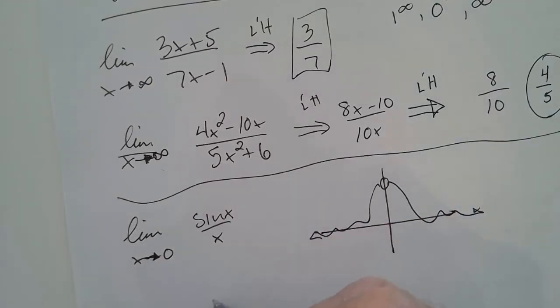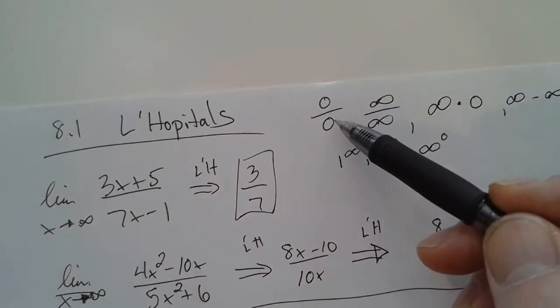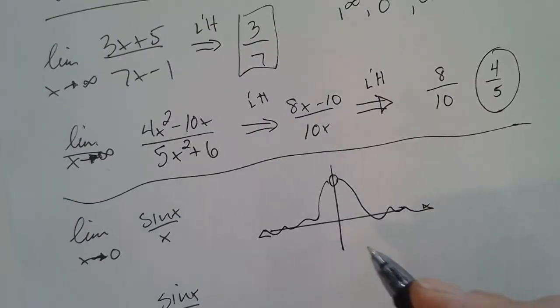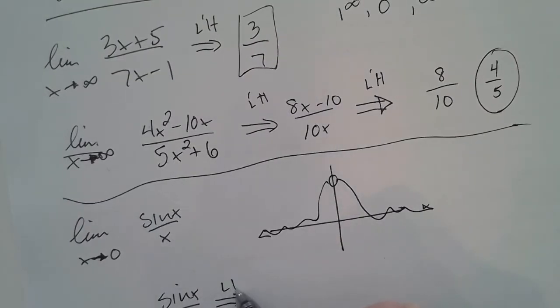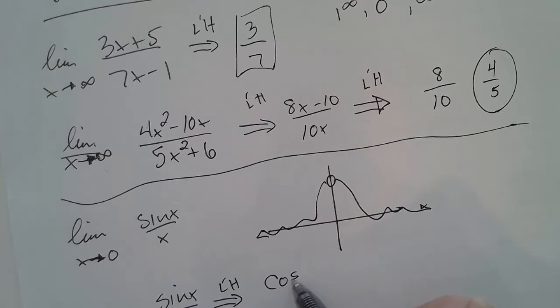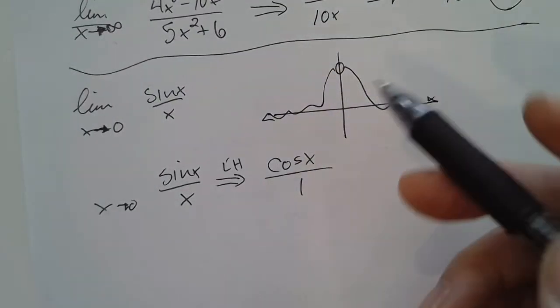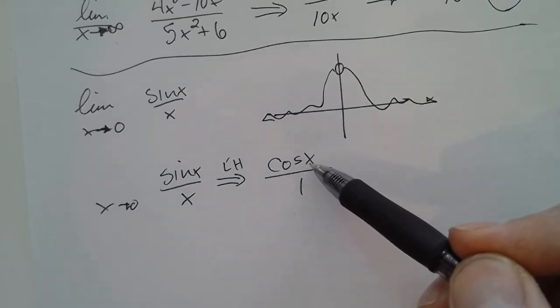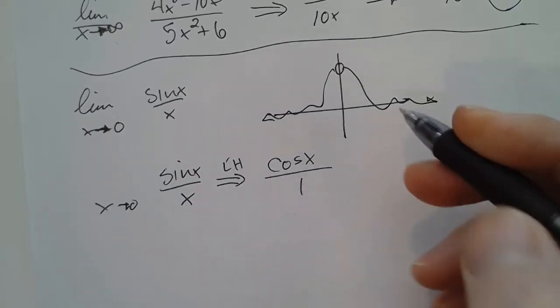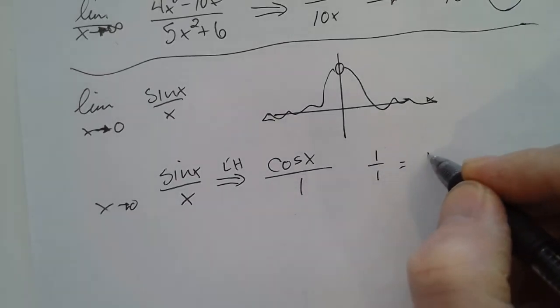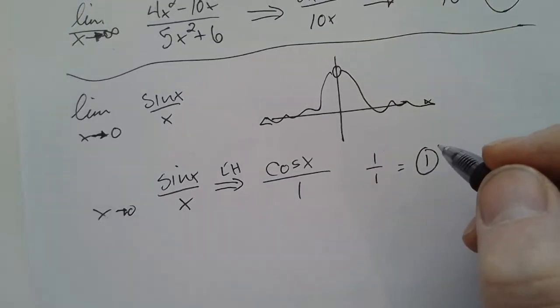This is an example where if you just applied L'Hopital's, we have 0 over 0, which is an indeterminate form, and it's written as a fraction. The derivative of the top is cosine x. The derivative of the bottom is 1. And now we can plug 0 in for x. Cosine of 0 is 1. So we get 1 over 1, which is 1, using L'Hopital's.